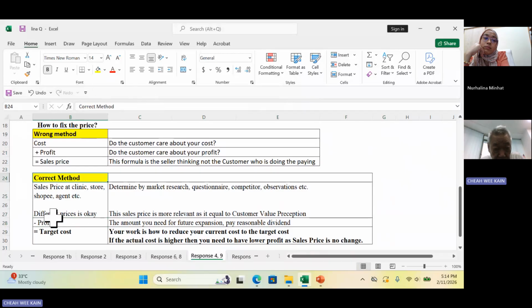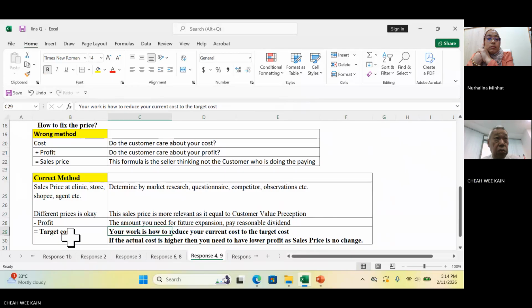Okay, the correct profit is the amount you need for further expansion plus paying reasonable dividend. Or if you've got a bank loan, the bank loan interest must be added in. Okay. Sales minus profit is your target cost. It's different from here, cost at the top. Here is the target cost.